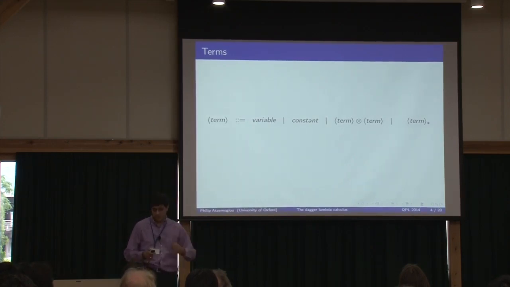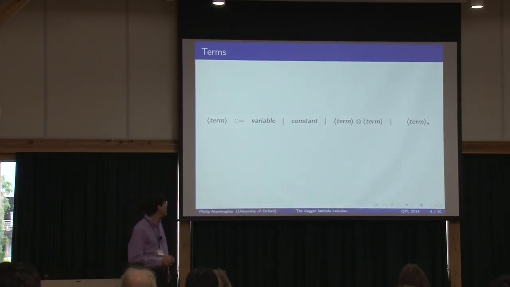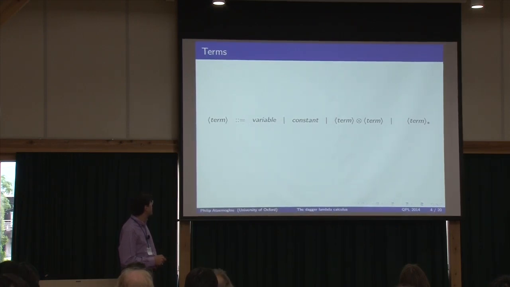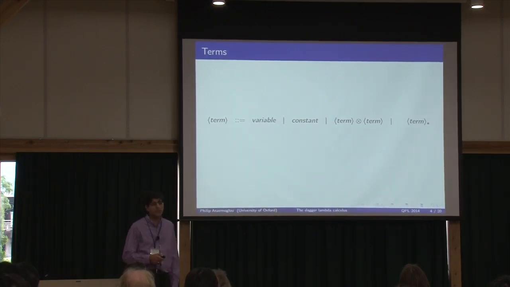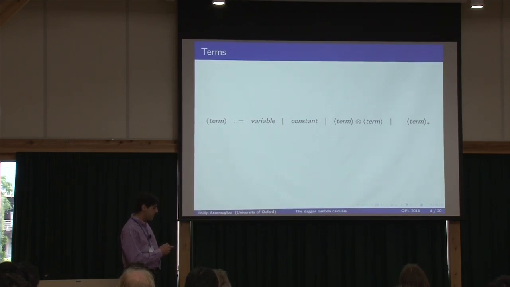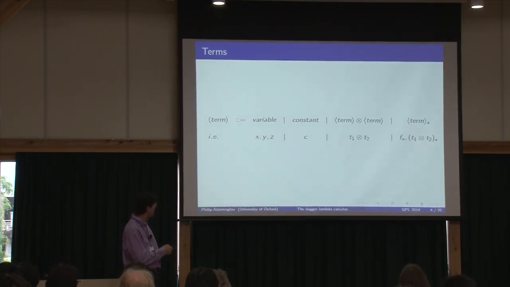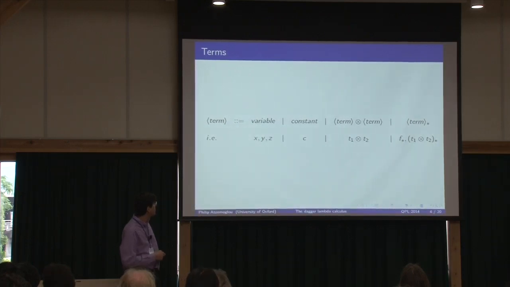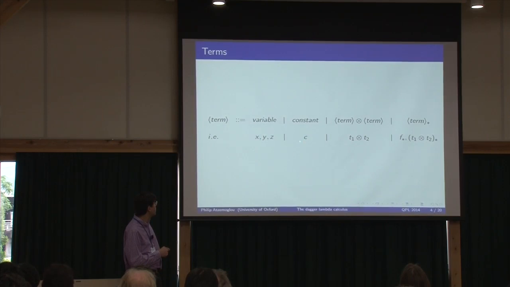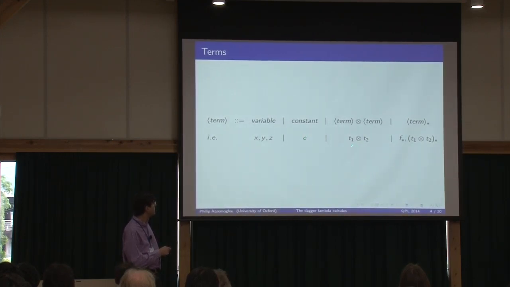Let me go on into describing the language, which is the dagger lambda calculus. The language consists of terms. A term can either be a variable, something like x or y or z, it can be a constant, for example c, it can be a tensor of two terms, or it can be a term that is starred, like f star, or for example p1, p2, and everything is starred.